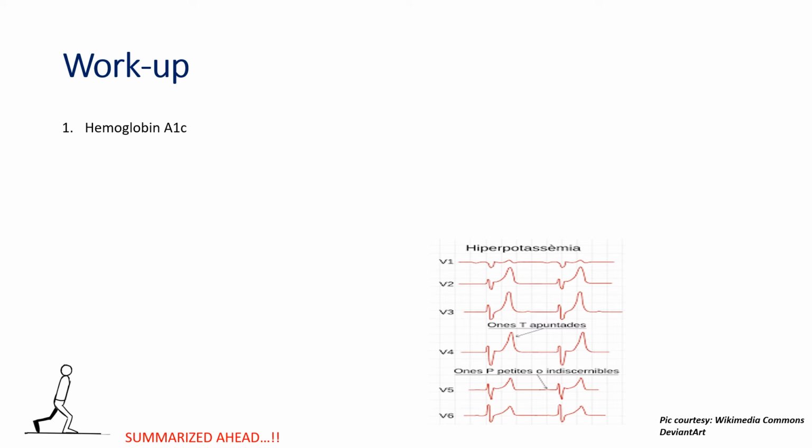Hemoglobin A1C is done to confirm the diagnosis of diabetes or as an indicator for duration of hyperglycemia, because typically this hemoglobin gets replaced every 3 months. So if hemoglobin A1C is elevated, then it implies that the blood glucose has been elevated for a minimum duration of 3 months prior to the current scene.